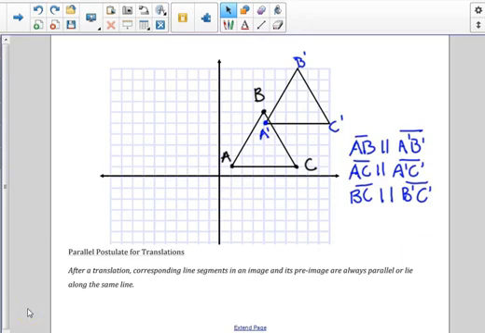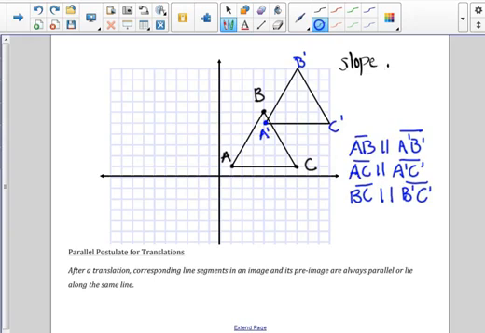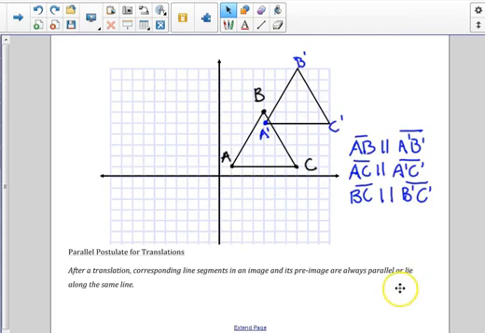We know that line segment AB is parallel to line segment A prime B prime because the slope of line AB is equal to 5/3 and the slope of line segment A prime B prime is equal to 5/3. If you recall from Math 1, the slopes of parallel lines are always congruent. Therefore, we concluded, and we put this in our notes, that the parallel postulate for translations: after a translation, corresponding line segments in an image and its pre-image are always parallel or lie along the same line.